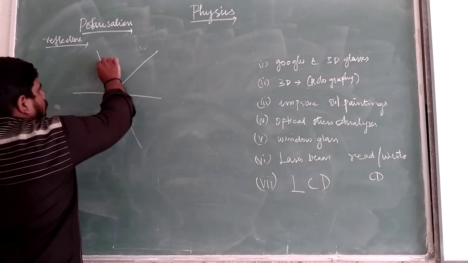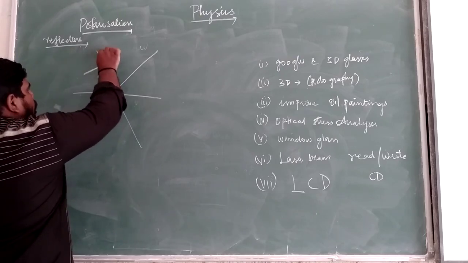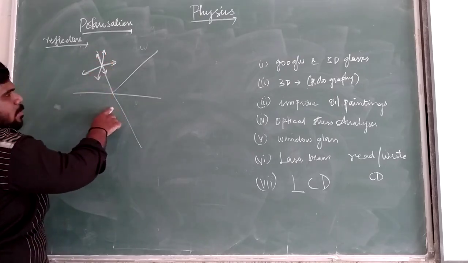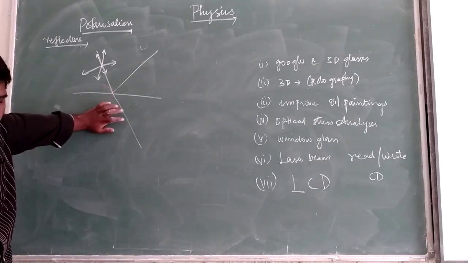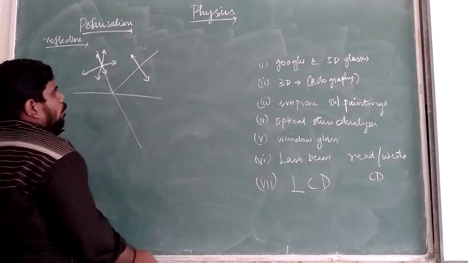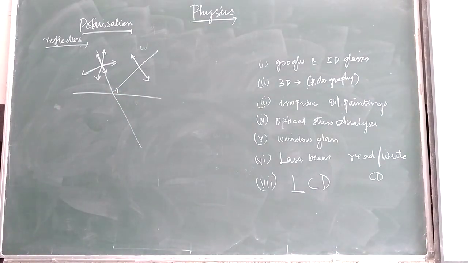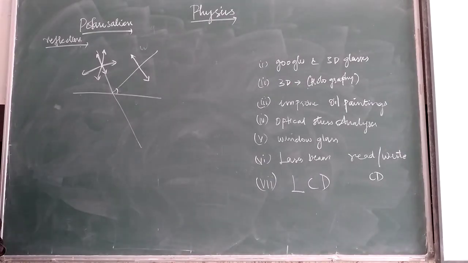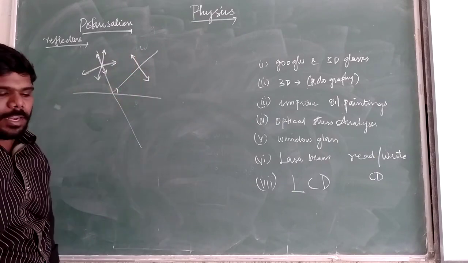So, consider unpolarized light falling on a transparent material. A part of its light will be reflected and a part will be refracted, in which the reflected light will be polarized at a particular angle. That angle is called the polarizing angle. So what is the polarizing angle? When a ray of light is incident on a transparent material, part of it is reflected and part is refracted. At a particular angle, the reflected light is polarized, and that angle is called the polarizing angle.